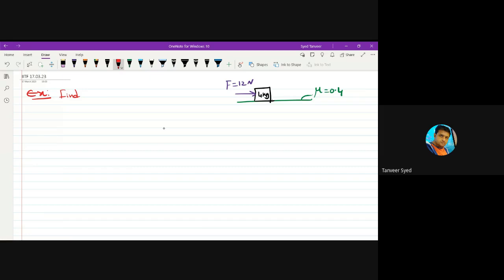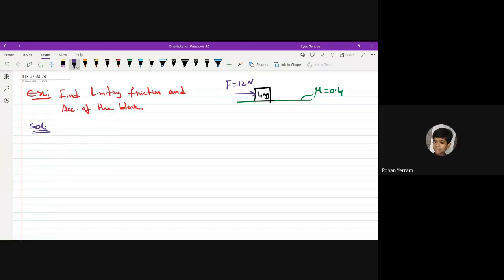Find limiting friction and acceleration of the block. Okay. So what do you mean by limiting friction?